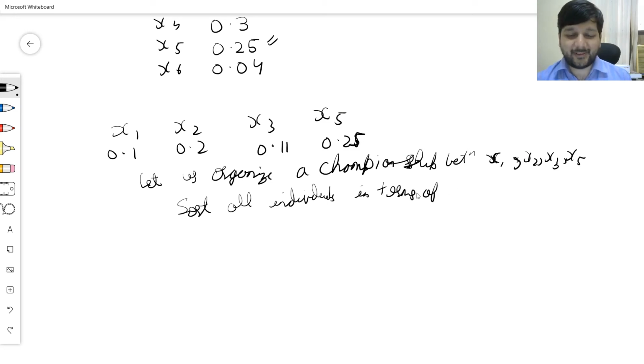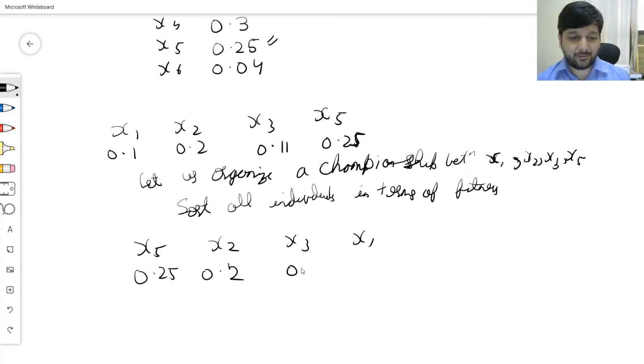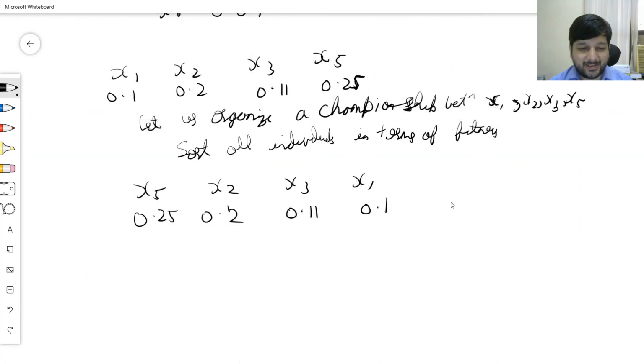It's actually fitness, but as of now I've taken probabilities, so let's work with probability. So it's x5, x2, x3, and x1, with 0.25, 0.2, 0.11, and 0.1. Remember, currently higher the better, because it's fitness, it's probabilities, higher the better.